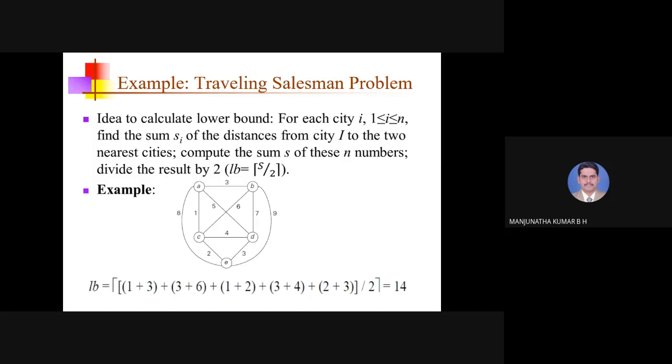Okay. Next, for the vertex E, nearest vertices are C and D. Cost is 2 plus 3. Okay. So first calculate the sum of these distances. Now this sum is divided by 2. So you will get the total sum as 28, I think. 28 divided by 2 and the result will be 14.